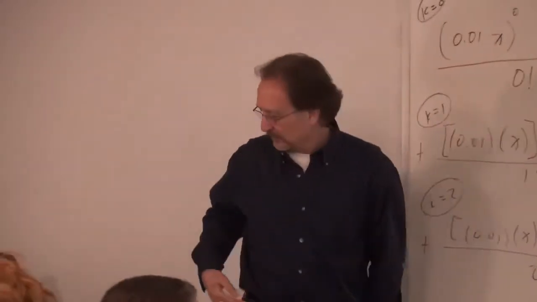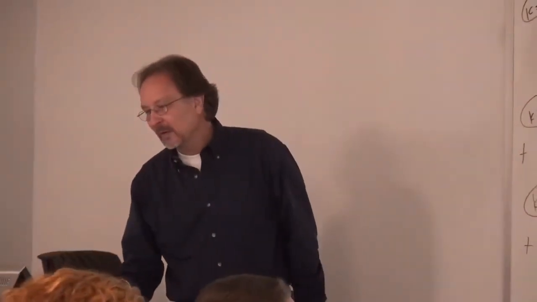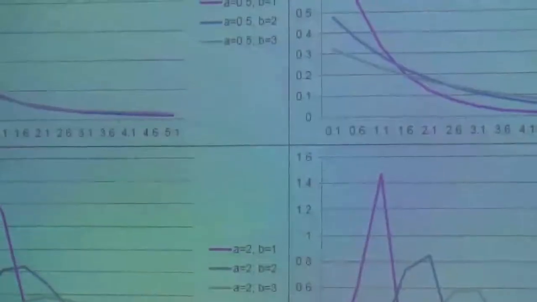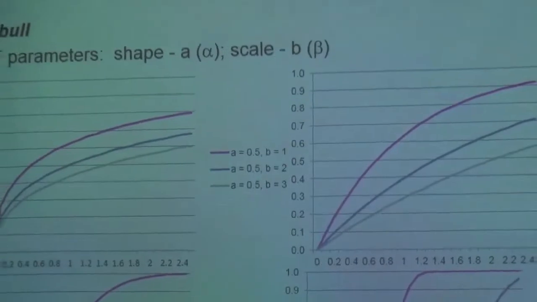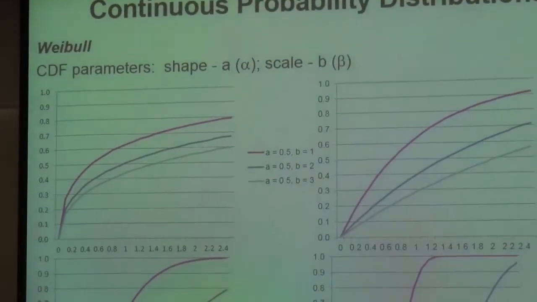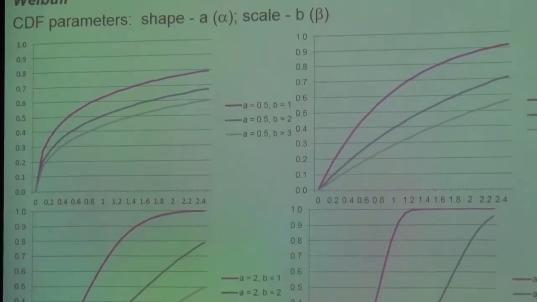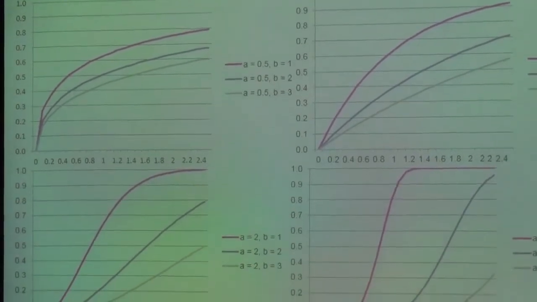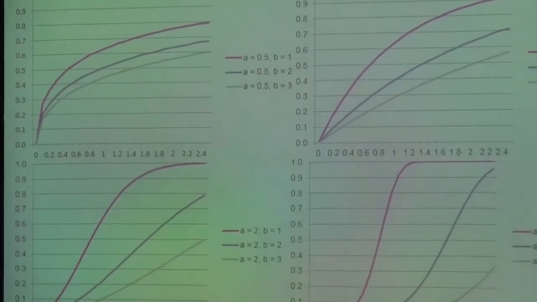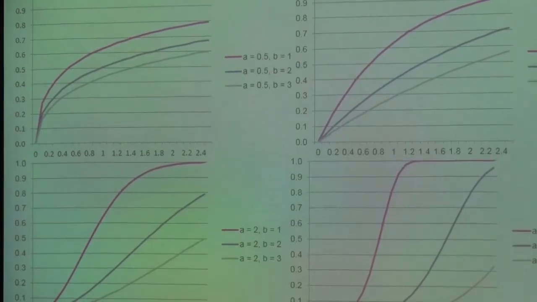So let's look at my graphs of adjusting the shape and scale parameters, and what they look like. You'll notice that the cumulative for the gamma, exponential, and Weibull look awfully similar, and that's for a reason.